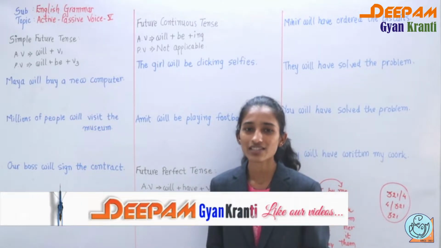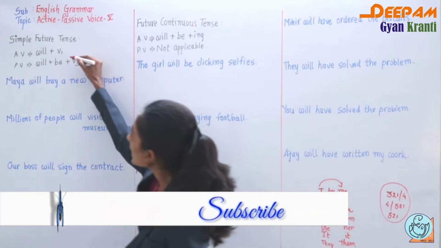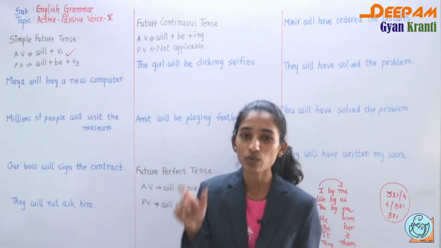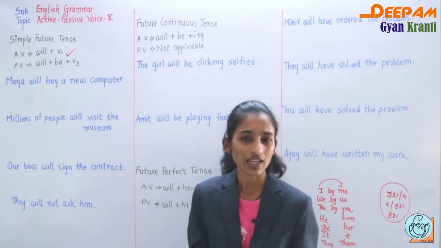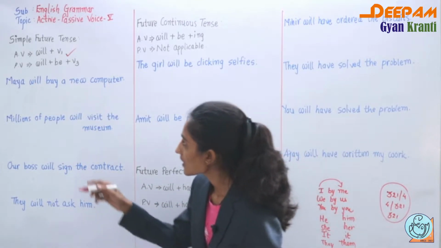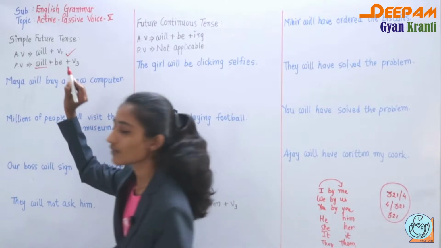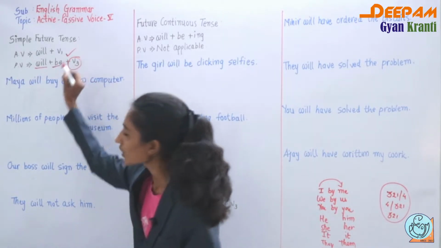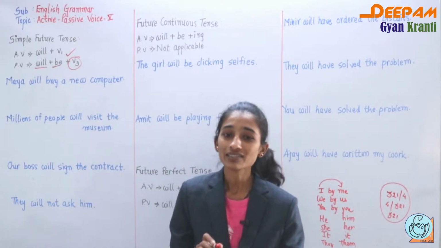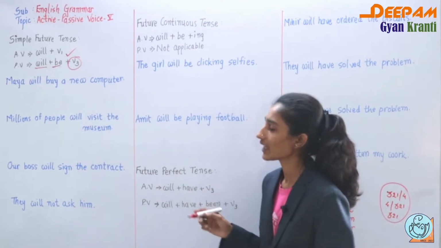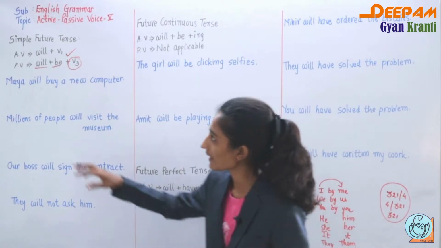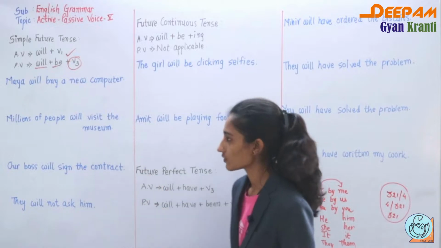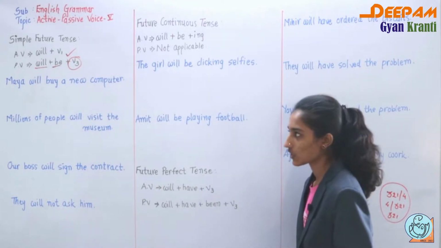So in active voice, the sentence formation is subject plus will plus main form of the verb, then object, then extra word, right? So in passive, what you have to do, you have to add first the object, then will, then be, and then V3, means past participle, then by subject, and then extra word. So the answer is like will plus be plus V3, right? So let's check some examples, so it is very much clear to you.